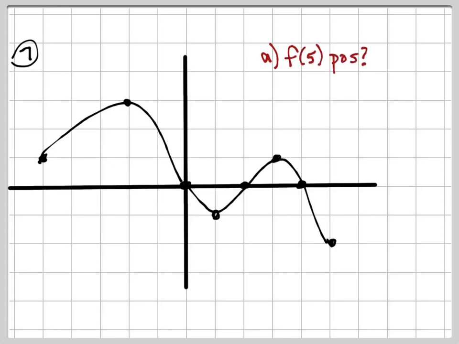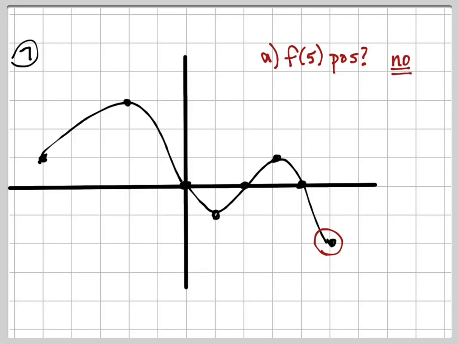Okay, so what does it mean when it says f of 5? Yep, when x equals 5. So when x equals 5 would be here. It's an x value of 5. Is that a positive y value? No. So it's not positive. So it's asking, what is the y value doing at this particular x value? Is it positive? The answer is no.